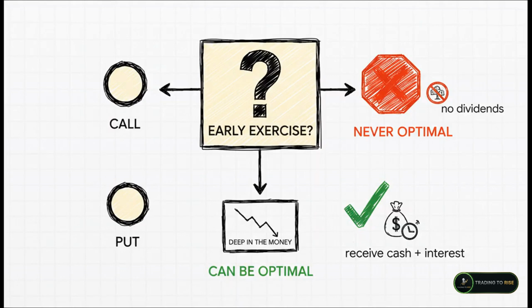Now, for puts, it's a little different. It can make sense to exercise early, but only if it's super deep in the money and you want to get your hands on that cash right away. But honestly, for the vast majority of trades, the answer is the same. Sell the option. Don't exercise it early.